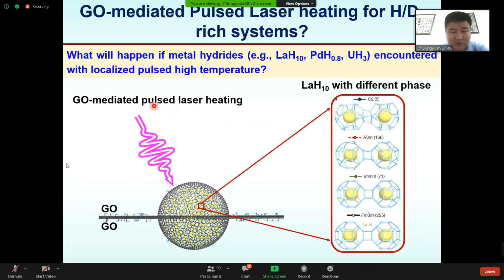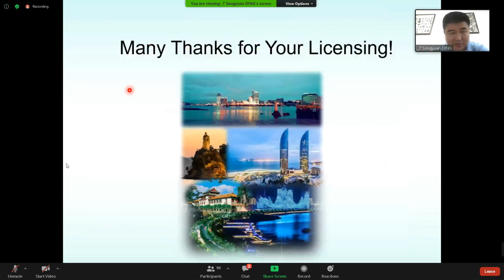So next step, we would like to study some hydrogen-rich system like LaH10, confine the system like this, and then use a nanosecond pulse laser to heat up the system. And let's see, we would like to extract what the reaction products are. So many thanks for your listening.